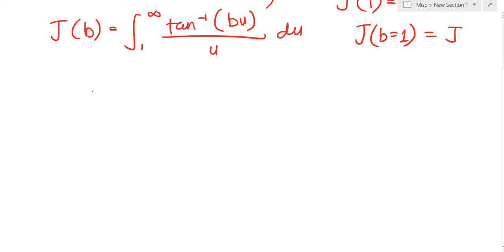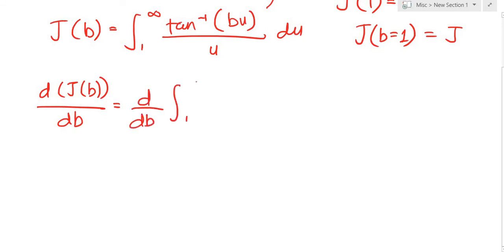Well, so what do we do with parameterizing this thing? Well, you differentiate it with respect to b. So you say d of the j of b with respect to b is nothing but the derivative with respect to b of this integral expression of the inverse tangent of b times u over u du.